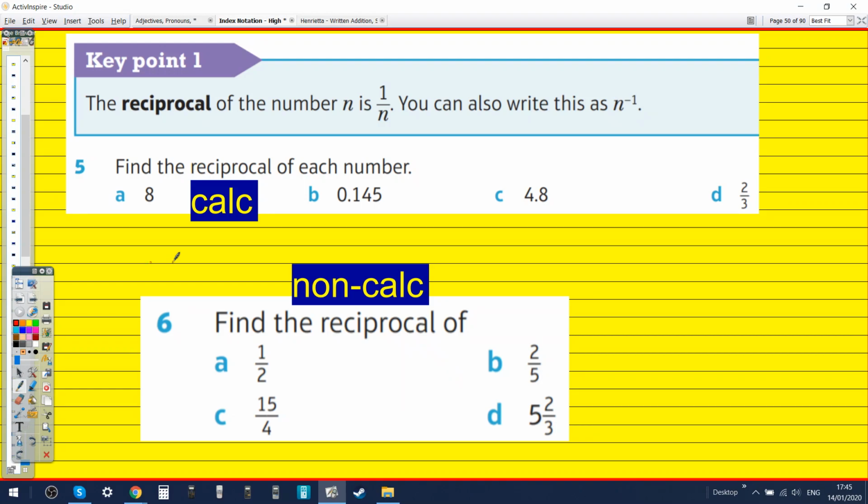So what would be the reciprocal of these ones down the bottom? Is it 2 over 1? B. 5 over 2? C. 4 over 15? How about D up here? 3 over 2? Yeah. Any idea what will be the reciprocal for 5A?